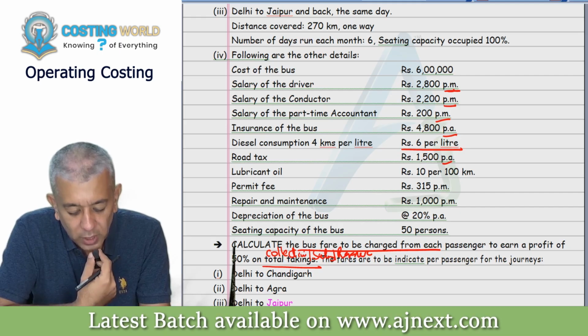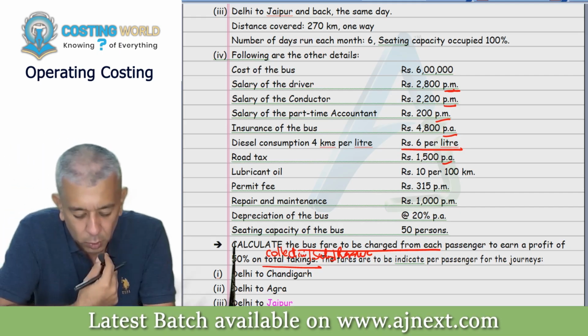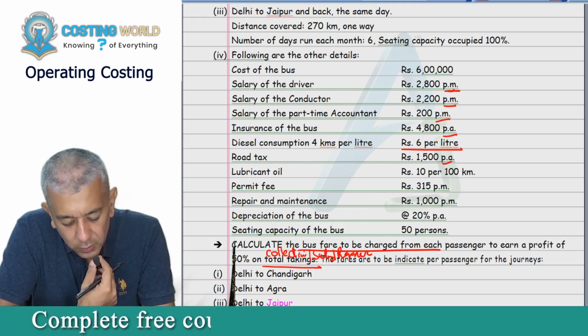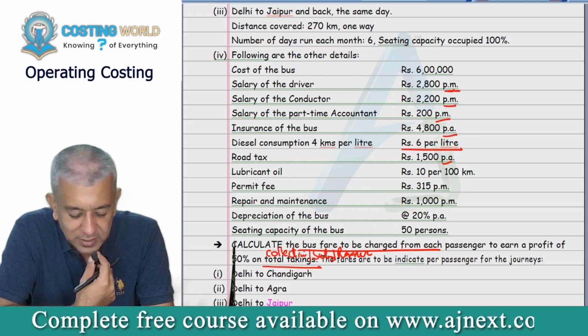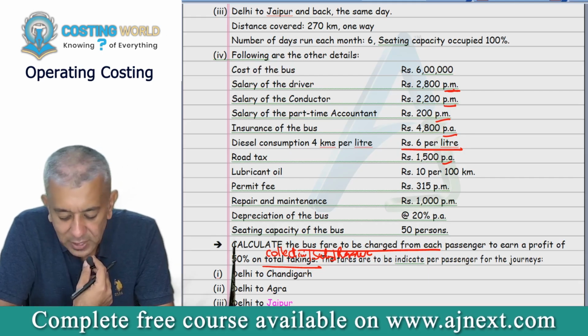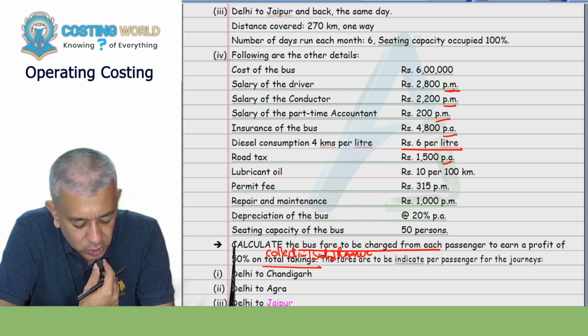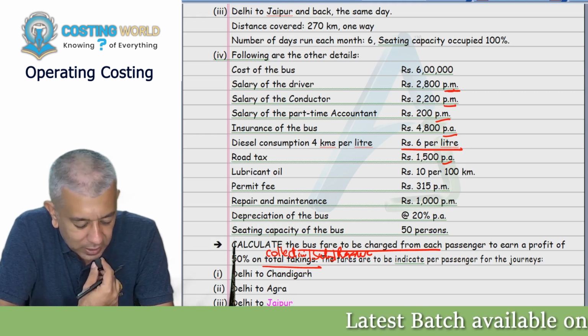So write down on total takings, collections. You can write down total takings. You can write down sales, or you can write down the word revenue also. The fares are to be indicated per passenger for the journey Delhi to Chandigarh, Delhi to Agra, Delhi to Jaipur.